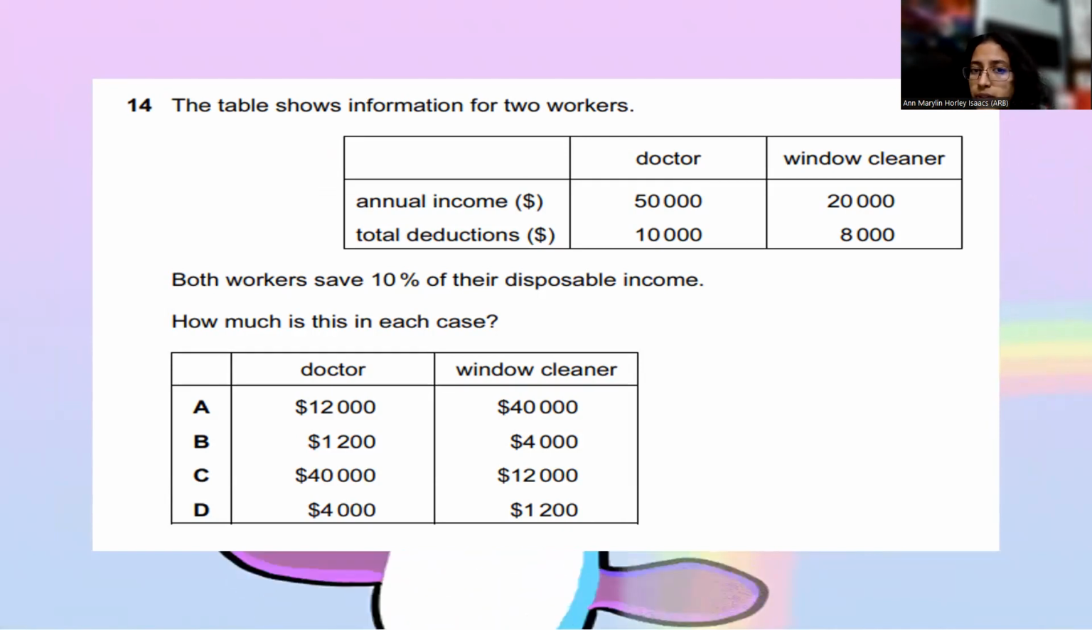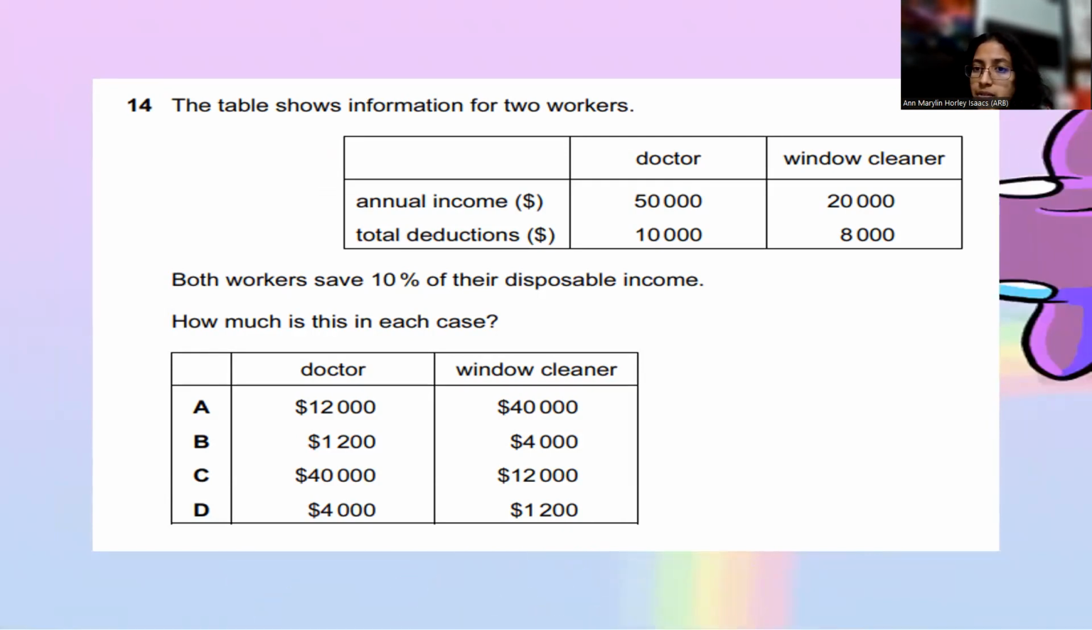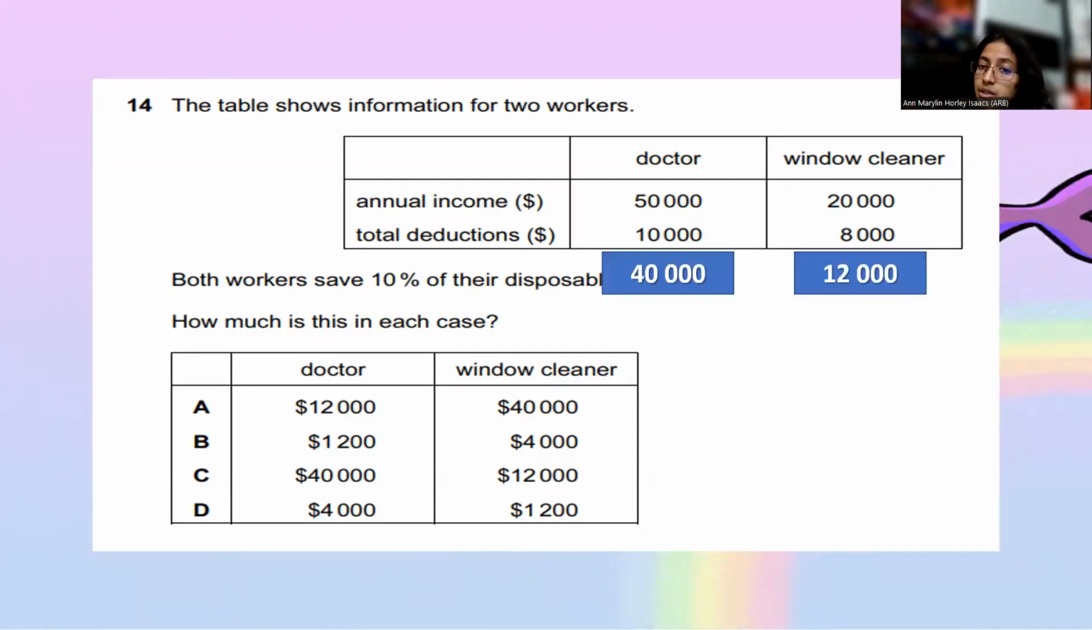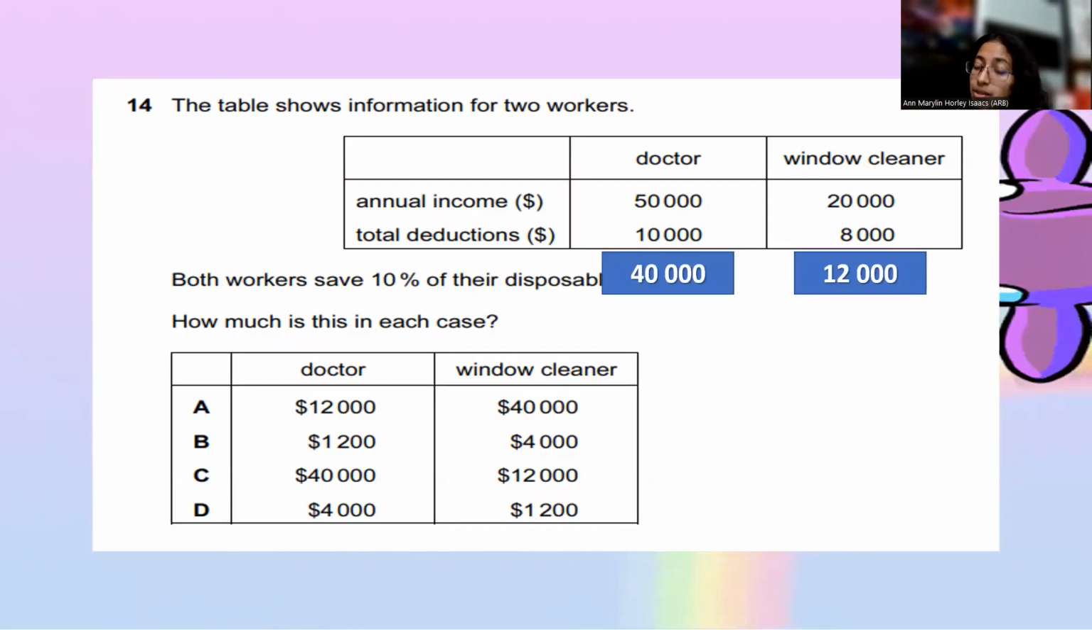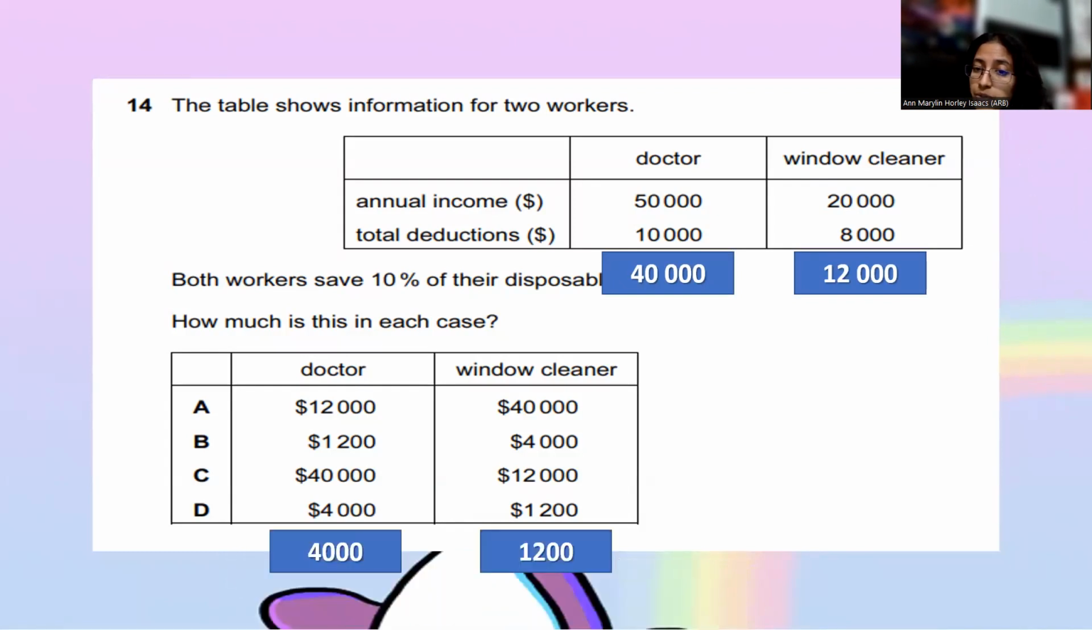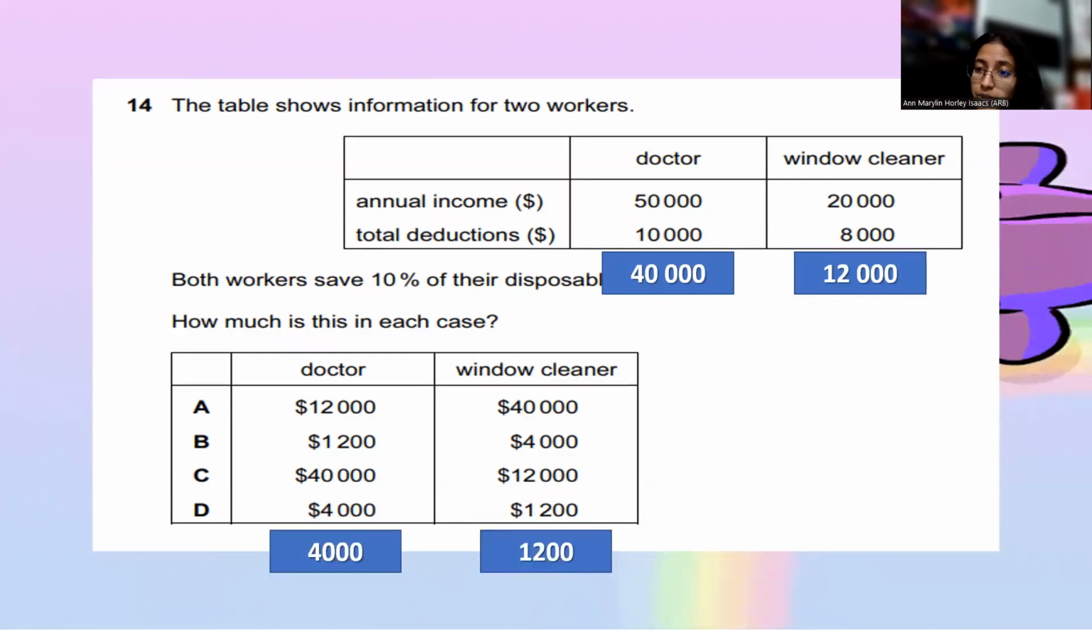So here you have the doctor whose annual income is 50K, the window cleaner, his annual income is 20K, total deductions are 10 and 8K respectively. So that means the doctor now has got 40,000 to spend annually and the window cleaner has got 12,000 to spend annually. Now both of them supposedly save 10% of their disposable income. So 10% of 40,000 is 4,000 and 10% of 12,000 is 1,200. The answer is D, delta.